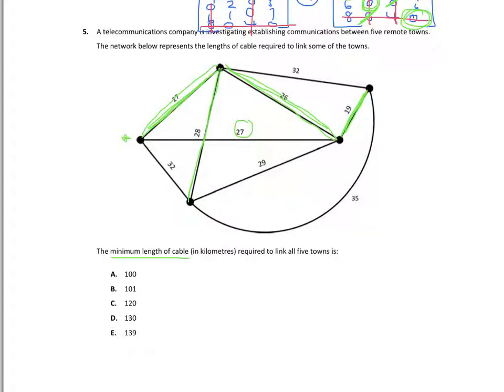Now remember, the other way to think of it is I have 5 vertices here, so I only need to use 4 edges. So once I've got 4 edges drawn in, I should actually have my minimum spanning tree and everything should be connected. So when I add 27, 28, 26 and 19, I end up with my answer A, 100.